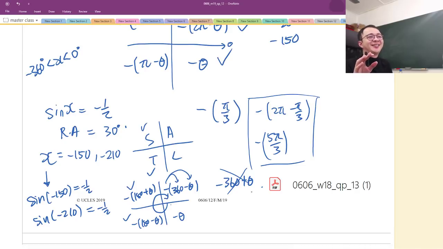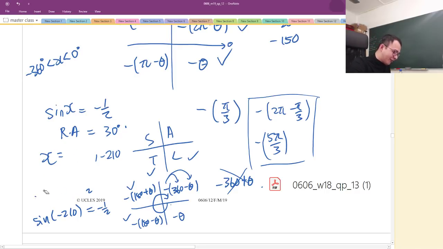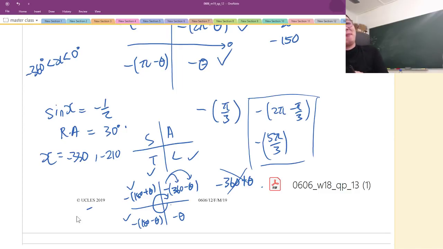Negative sine is third and fourth. Yeah, my bad. Negative sine is third and fourth. Yeah, you're right. So therefore fourth will give you negative 310. Add sugar to coffee, negative is third and fourth. Thanks for that. Sorry for confusing you.